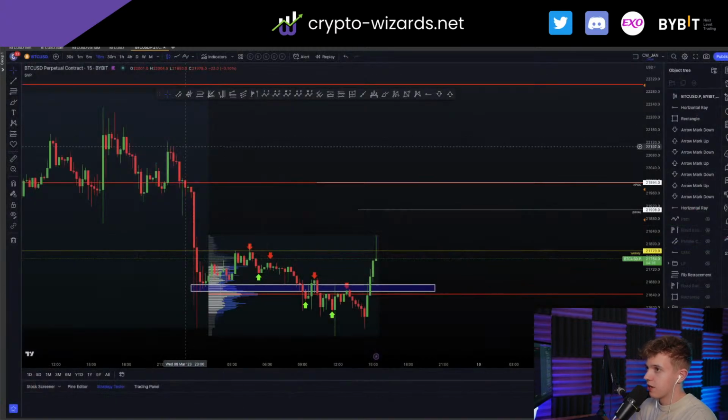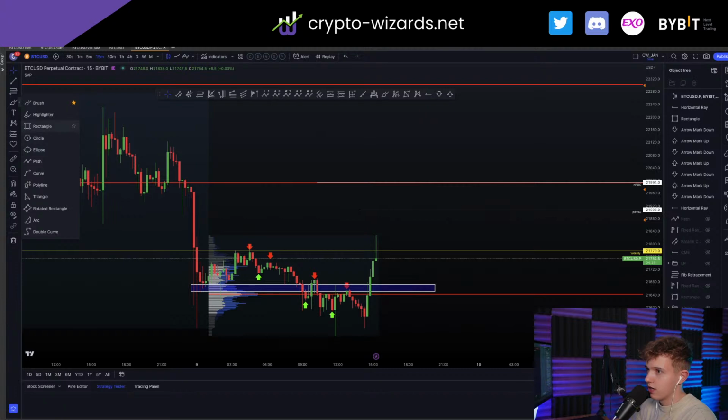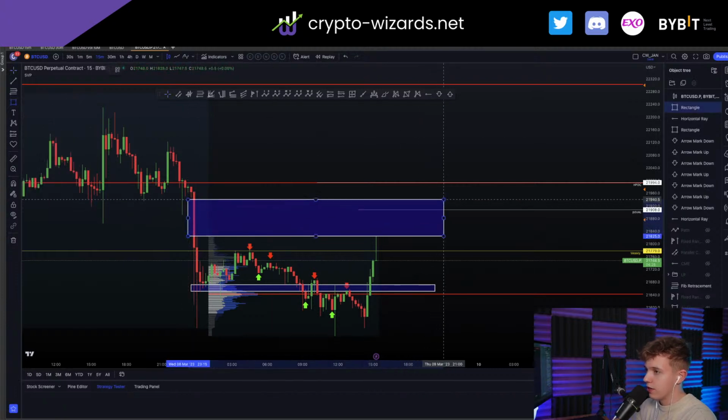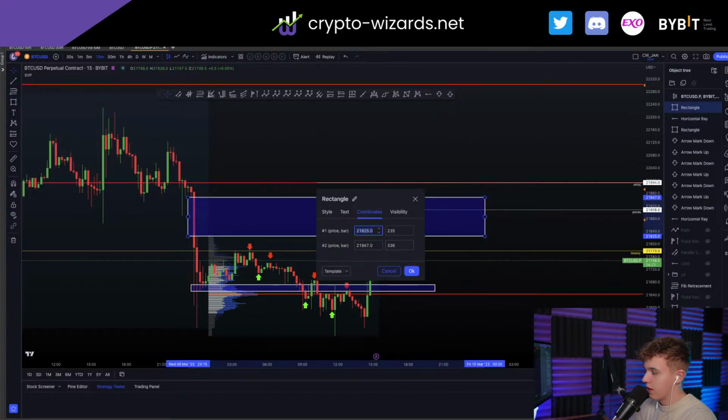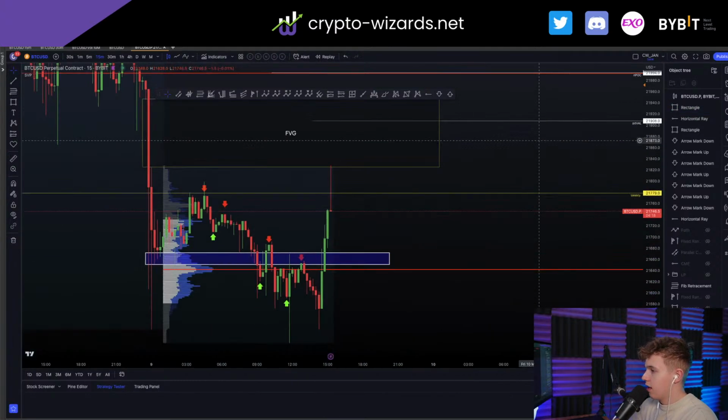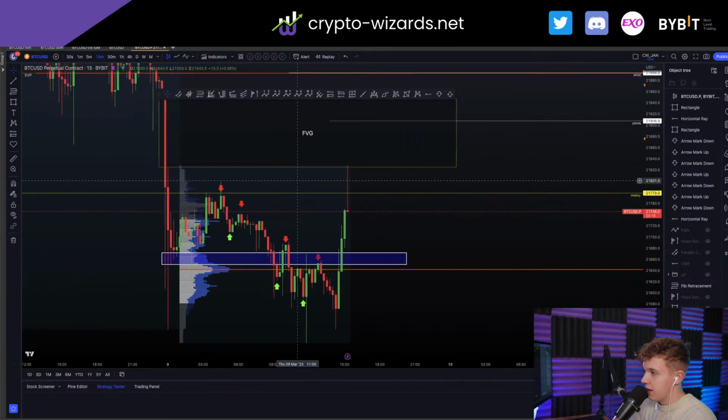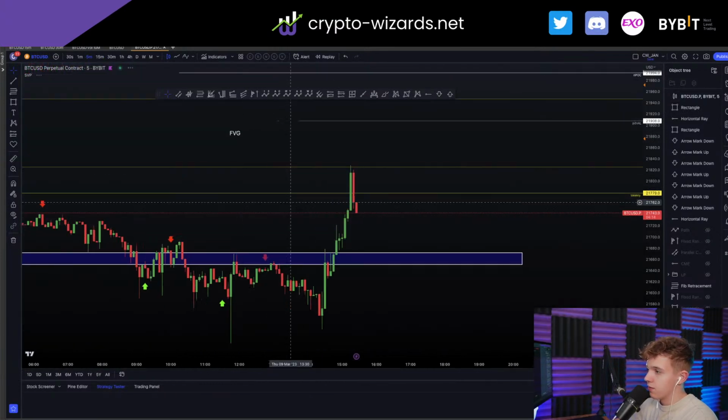Okay, so the single prints are not here on a 15-minute, but we definitely have some FVGs. So basically right now we are trying to fill the fair value gap from yesterday, which is right here. So we need to be aware of this fair value gap that is currently rejecting the price. We need to be aware of this level. It can definitely reject the price lower.